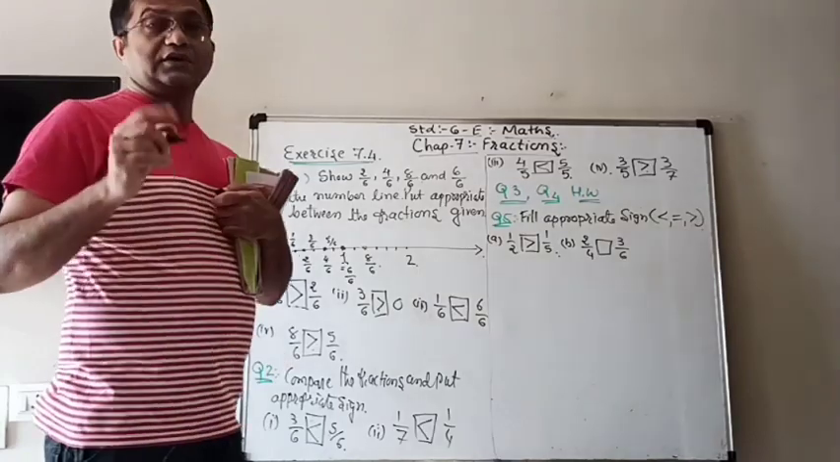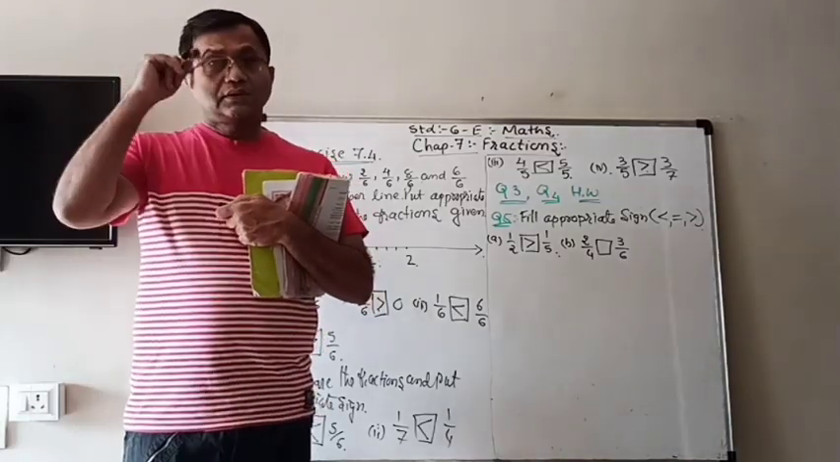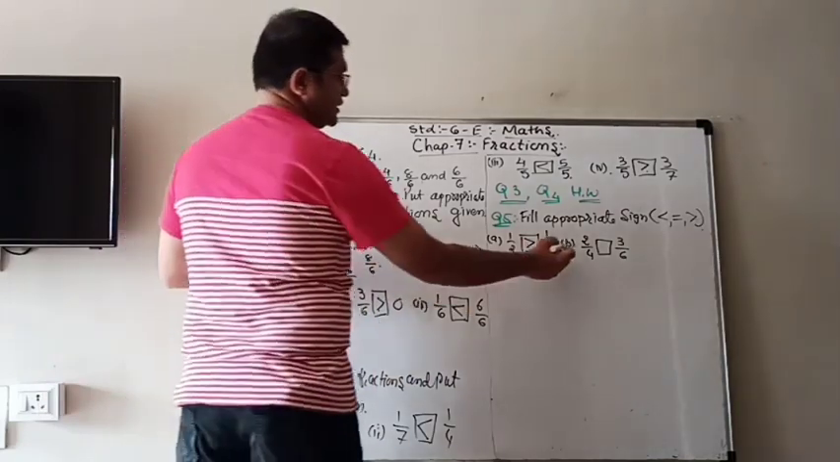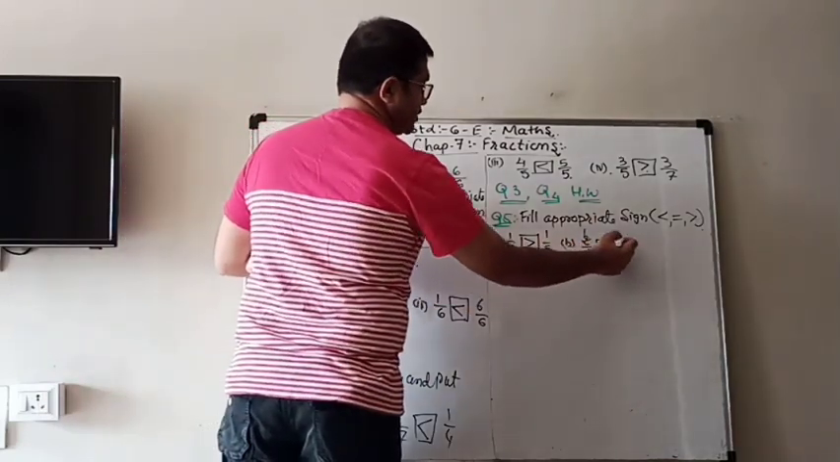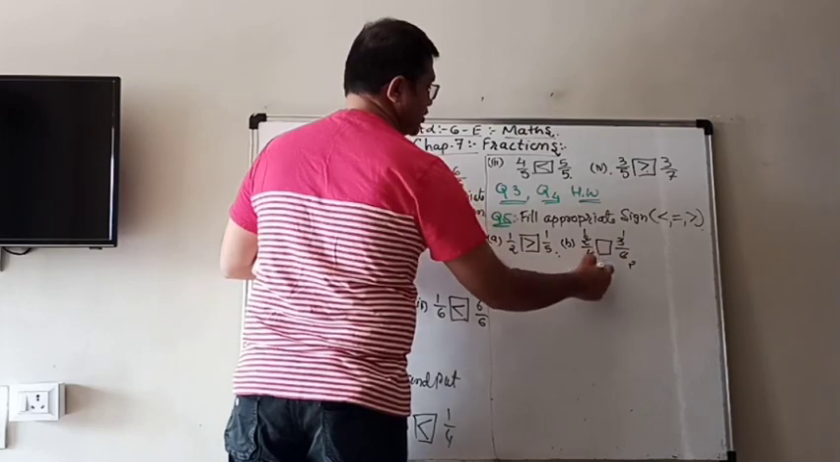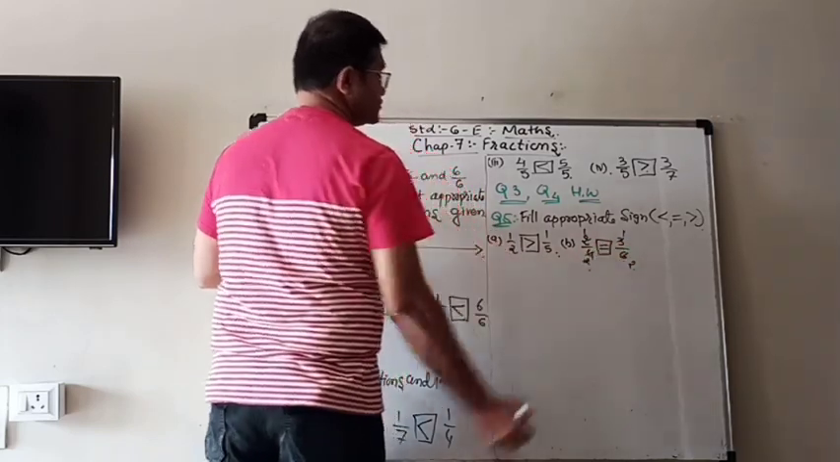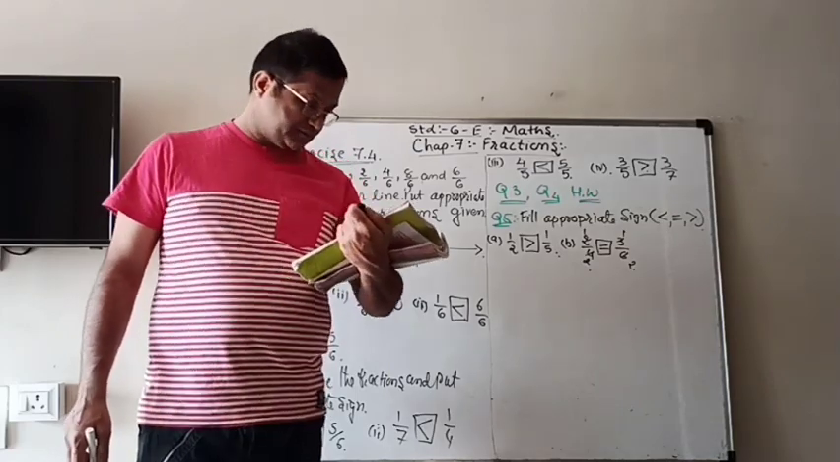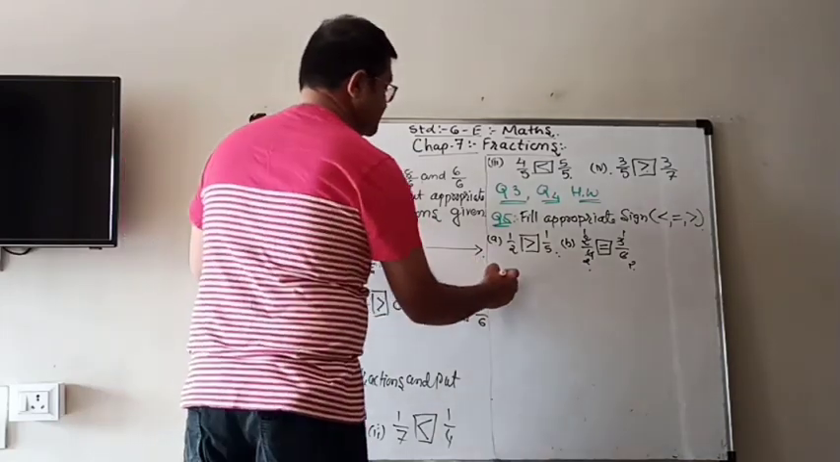Here, if you use your mind properly, then you can see that 2 2s are 4, 3 2s are 6. So both are equal, 1 by 2, 1 by 2. So there will be an equality sign between them. C.